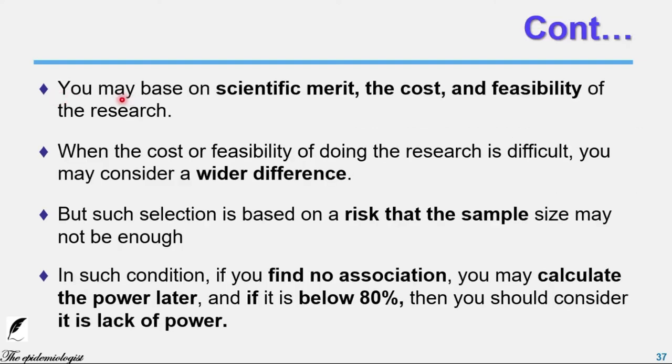You may base it on scientific merit, cost, and feasibility of the research. When the cost or feasibility of doing the research is difficult, you may want to consider a wider difference. But such selection is based on a risk that the sample size may not be enough. In such a condition, if you find no association, you may calculate the power, and if it is below 80%, you should consider it a lack of power.